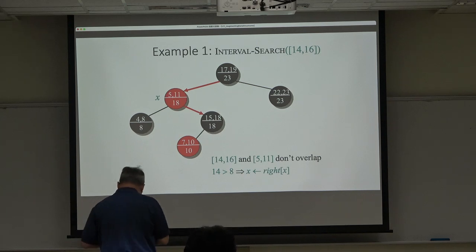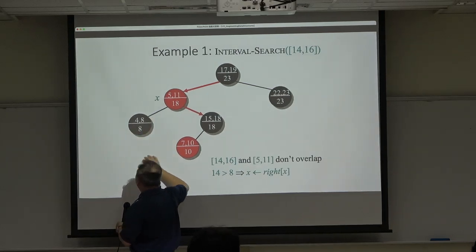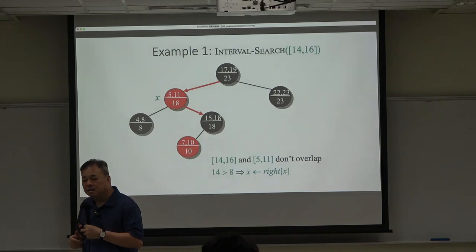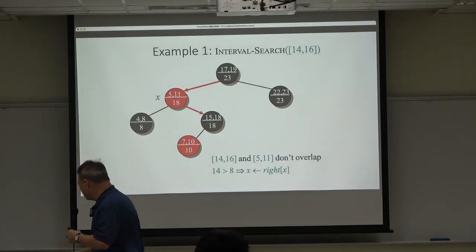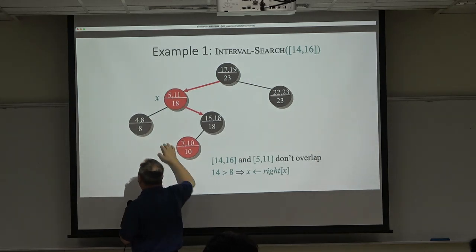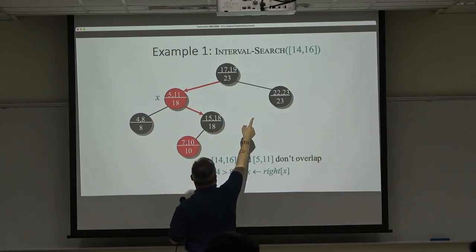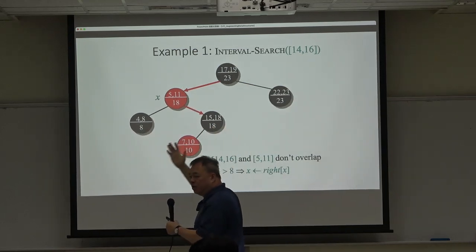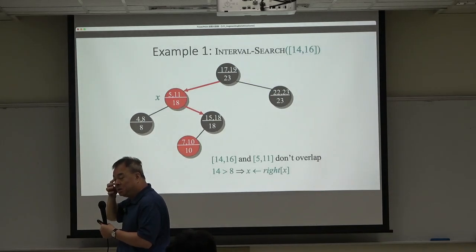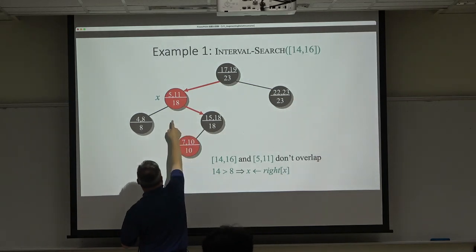That basically means all the intervals in this subtree cannot overlap with that, right? Because for any interval stored in this subtree, the largest right endpoint is 8. So 8 is lower than its lower endpoint. So it's impossible for any interval in this left subtree to overlap with them. So we go to the right child.